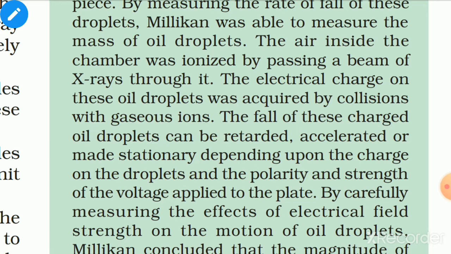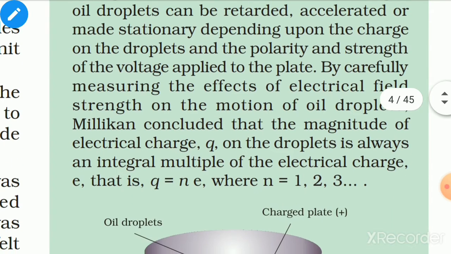The fall of these charged oil droplets can be retarded, accelerated, or made stationary depending upon the charge on the droplets and the polarity and strength of the voltage applied to the plate. By carefully measuring the effect of electrical field strength on the motion of oil droplets, Millikan concluded that the magnitude of electrical charge Q on the droplet is always an integral multiple of the electrical charge e. That is, Q equals n times e, where n equals 1, 2, 3, any number.